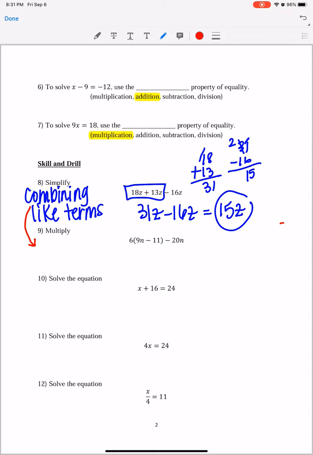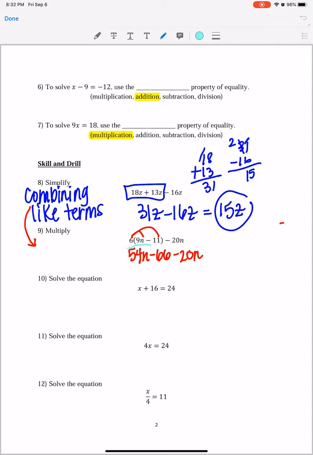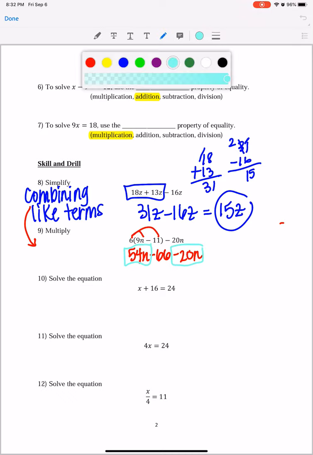So first what we need to do is distribute. So 6 times 9 gives me 54. Bring down that n. 6 times 11 is going to give me a negative 66. Watch your signs. Positive times negative is negative. Bring down your minus 20n, sorry. So now combine your like terms. We can combine a 54n and a negative 20n. So remember to keep that sign right there in front of it with it.